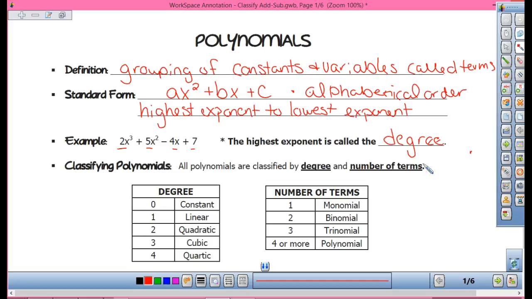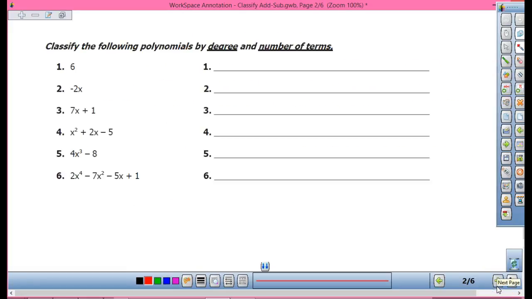Okay. Alright, so if we are going to classify these guys. Alright, so what's my highest exponent, number 1? Is it a 1? 0. Because I would have like x to the 0 power, right? So this, if I classify it by degree, is a constant. So anytime you just have a number by itself, it's going to be a constant. And how many terms are there? 1. So it's a constant monomial, yeah?